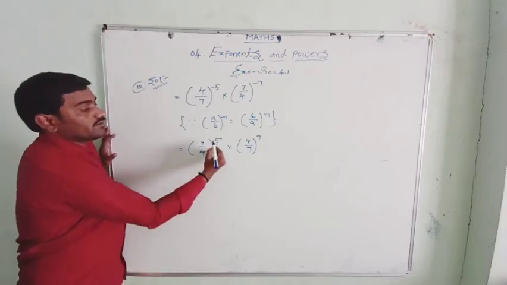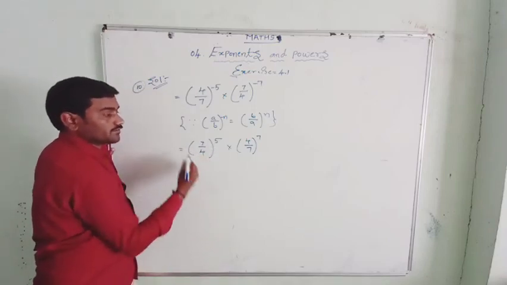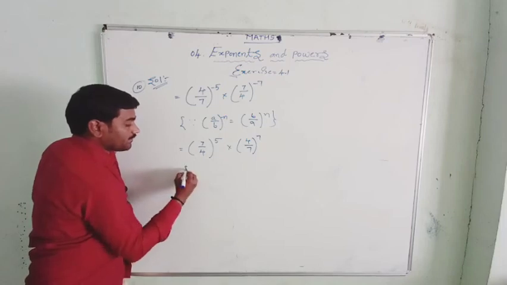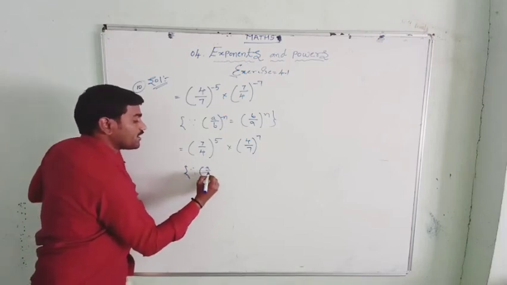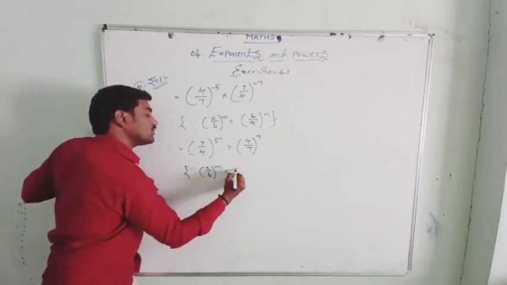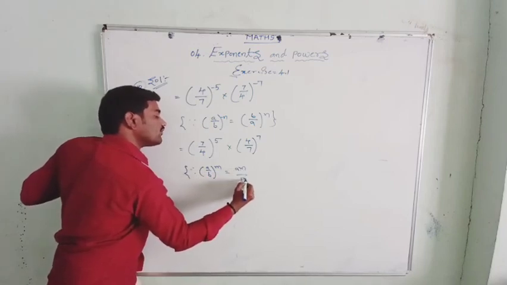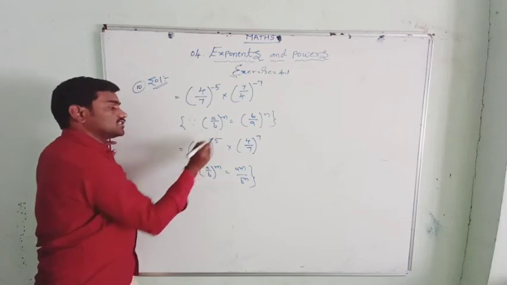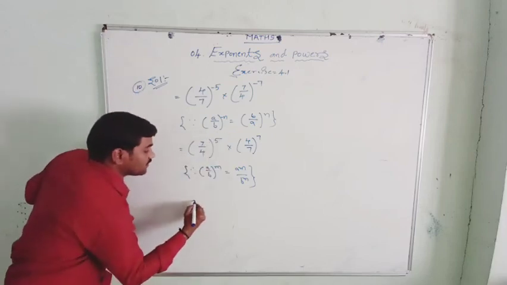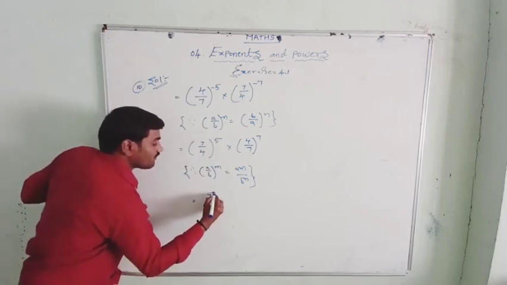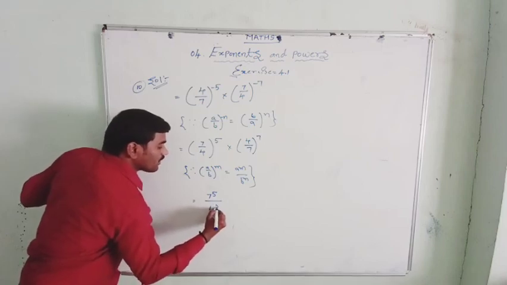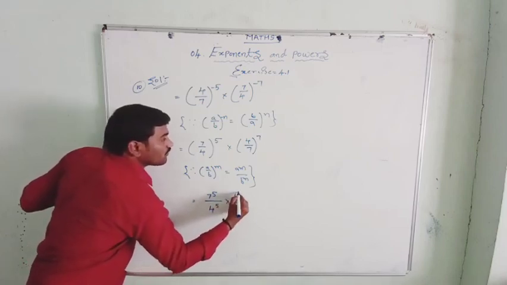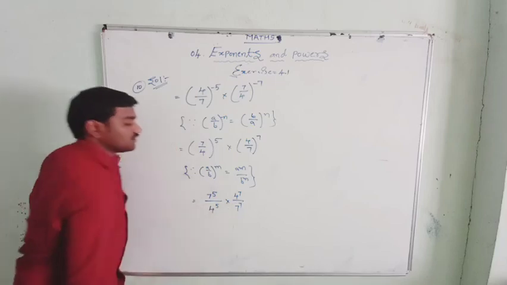So here we will distribute the exponents to numerators and denominators. a by b whole to the power of m equals a to the power of m by b to the power of m. This exponent applies to the numerator as well as the denominator. 7 to the power of 5 by 4 to the power of 5 into 4 to the power of 7 by 7 to the power of 7.